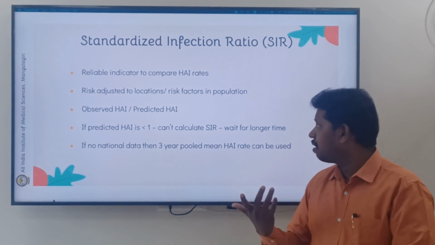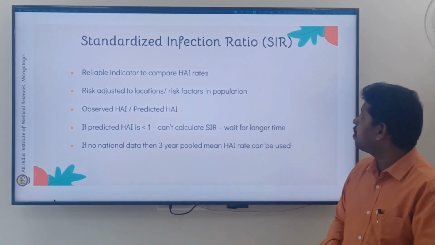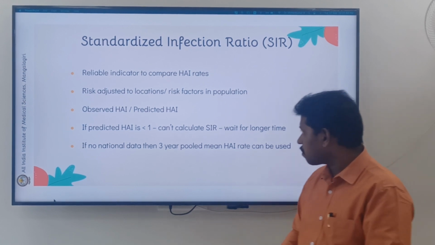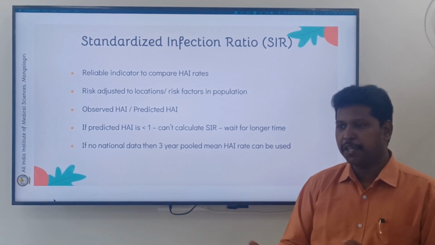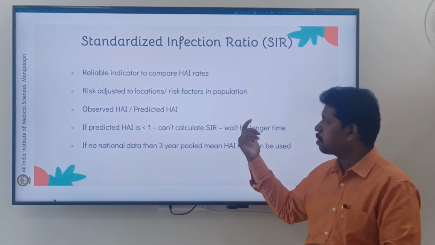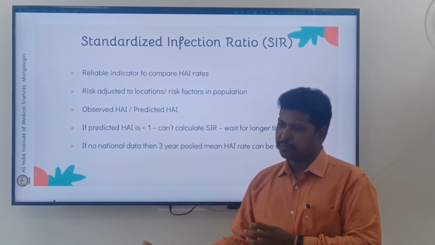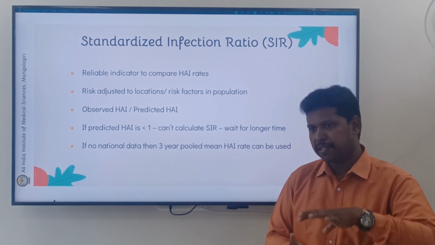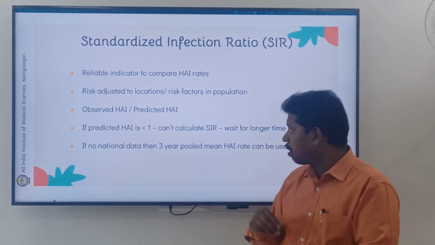So how are you going to use those data? SSI rate is calculated, but how to use it? Standardized infection ratio. They call this SIR, standardized infection ratio. This is the better, reliable indicator to compare the HAI rates between institutions or between locations. Why? Because it is risk adjusted to the location or risk factors in the population. Like only ICU is taken. So this ICU can be comparable to another ICU. Only the denominator will be taken by filtering the patients from only ICU. So in that case, we will get only the ICU data that we can compare.